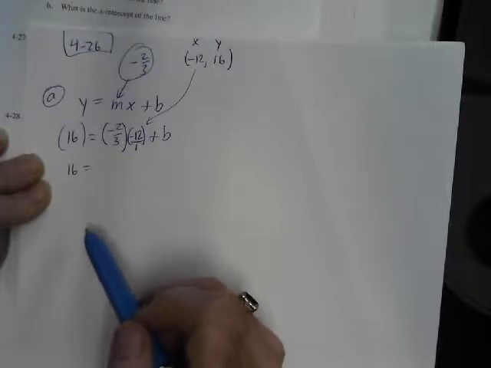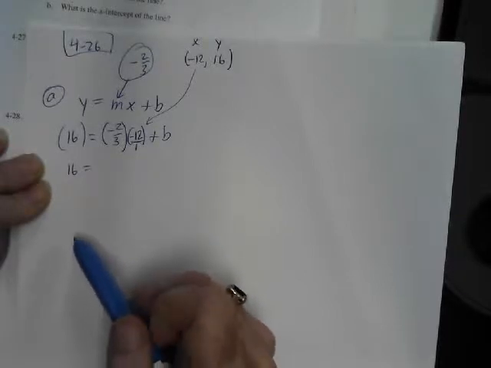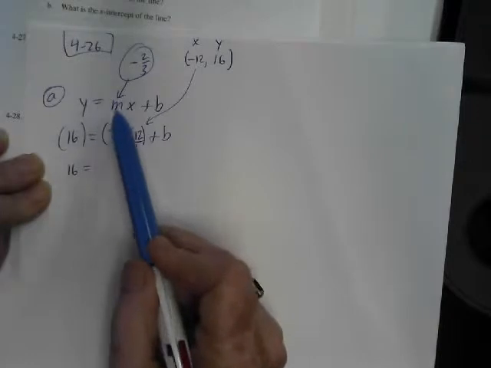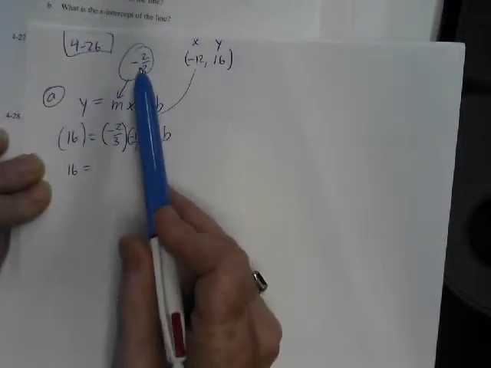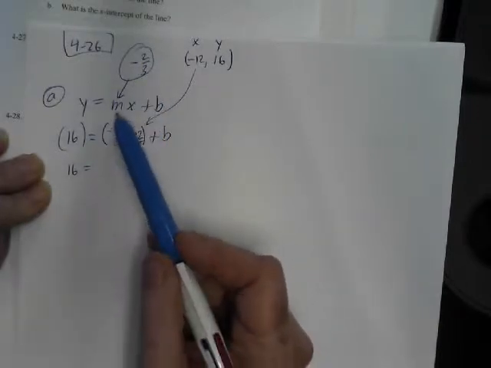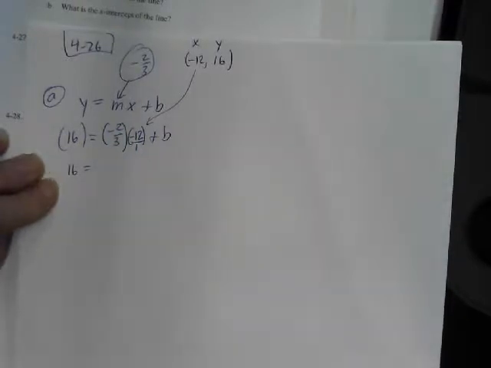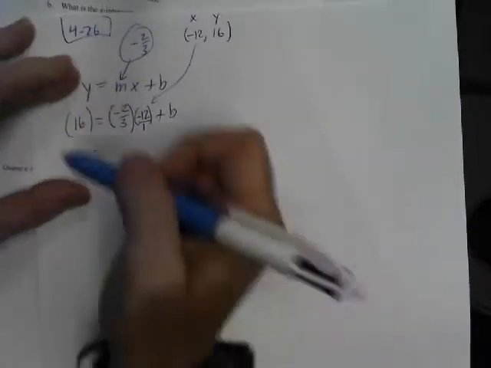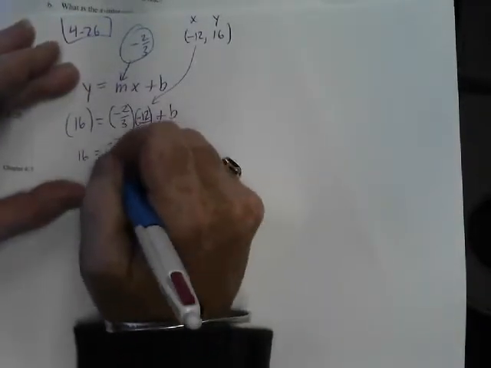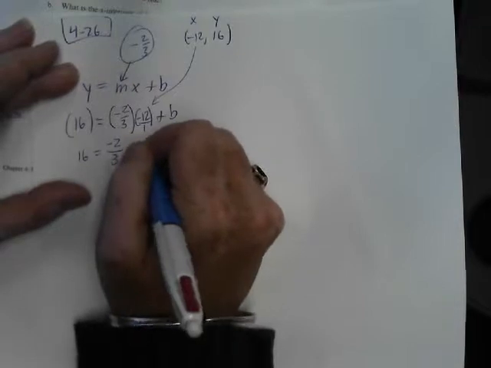Wait, where'd you get 12? I plugged it in because I know that y equals mx plus b. I know that the slope was negative 2/3, so I plugged it in. Oh, wait, we're doing 2/3, we're doing 4-2-6. Let's do our fraction math nice and slow in case there's people that need help with fraction math.